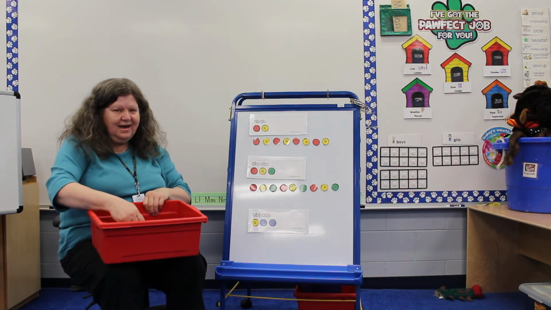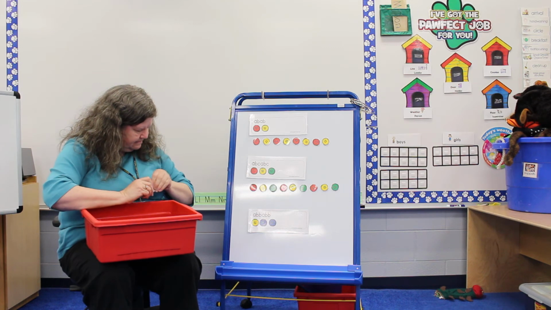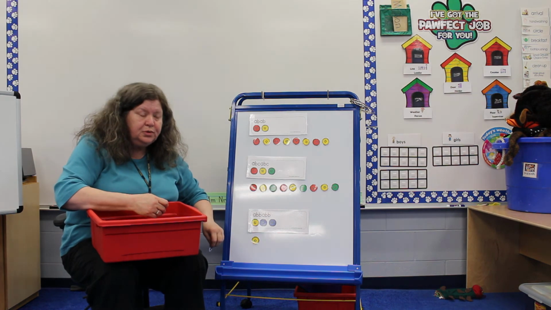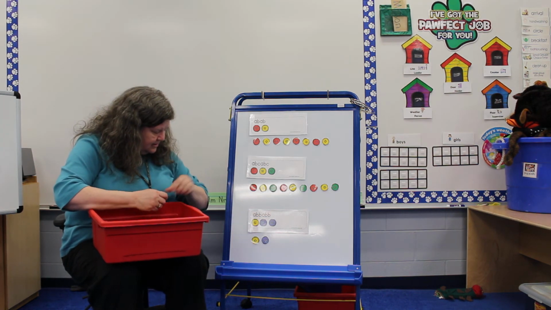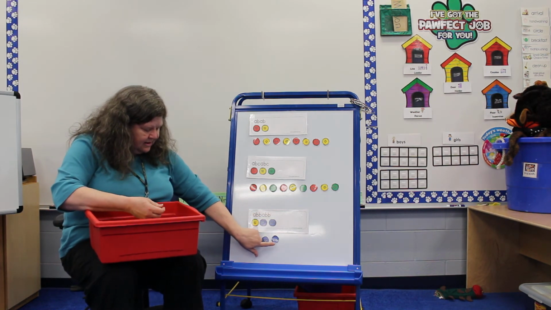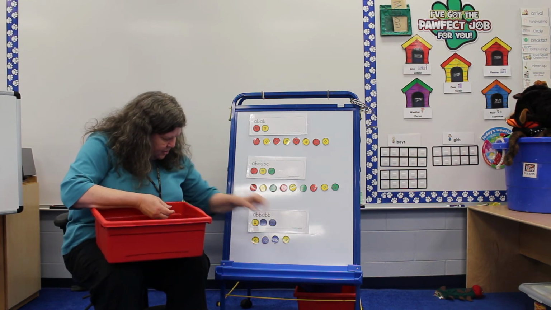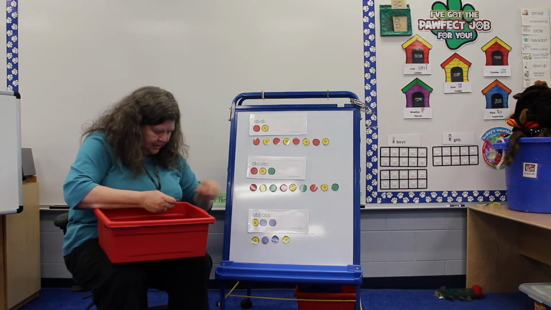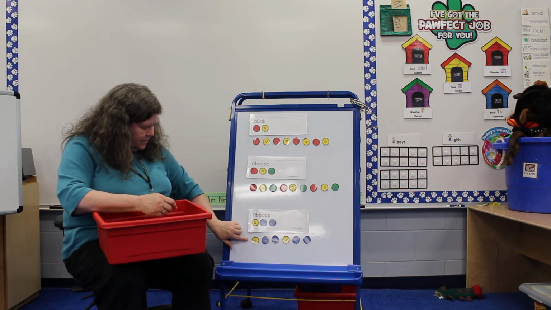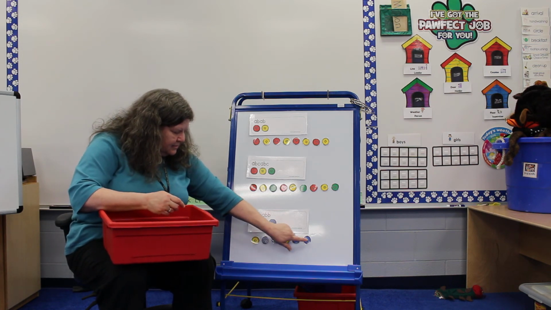Okay, I have one more. This one's a little trickier. This time it starts with a yellow button. Then I have 2 blue buttons. Blue button, blue button. So that's the pattern. Yellow button, blue button, blue button. So I have to start over now with the yellow. Yellow button, and then 2 blue buttons. Yellow button, blue button, blue button.